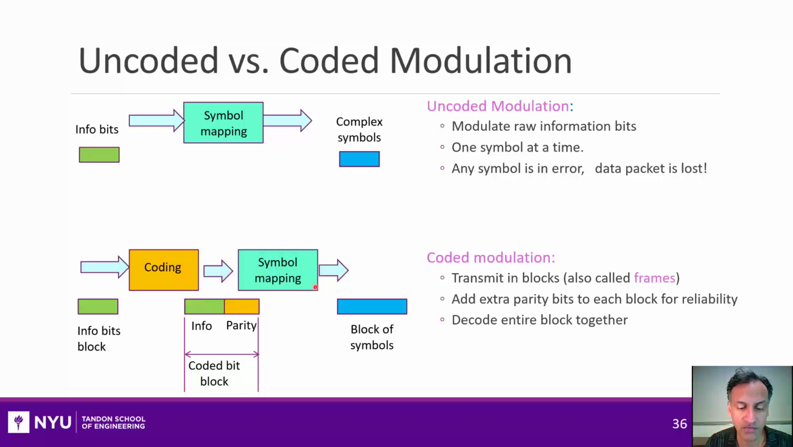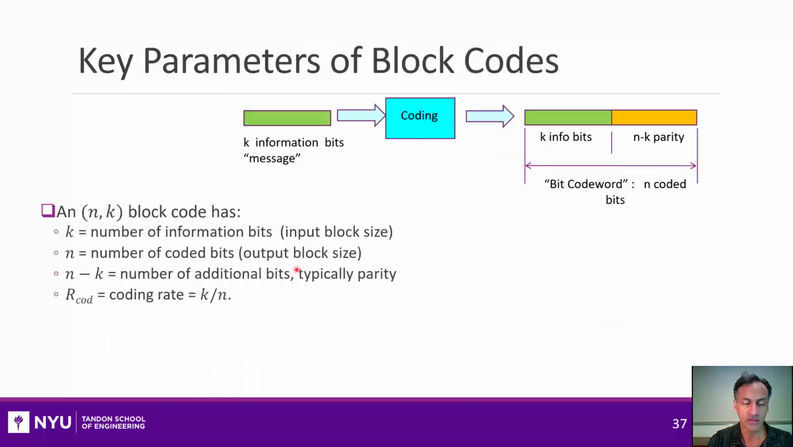You take these coded bits, and then you map them to symbols just like you had before, but with the decoder, you're going to process that whole block together, not one symbol at a time. All right, key parameters that we usually use for block codes. We say it's an (N, K) block code, where K is the number of information bits and N is the number of total bits, meaning that you add N minus K parity bits. And the code rate is the ratio of the number of information bits to coded bits, which will always be less than 1.